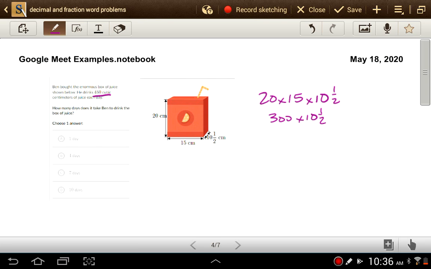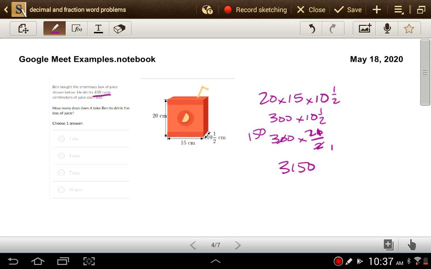Now I'm going to convert 10.5 into a 21 over 2. 10 times 2 plus 1 is 21 over 2. Okay. Now when you multiply these and you simplify them, there's two ways. You could cross cancel or you can multiply them. So when I do that, I'm going to cross cancel and get 150 and make that a 1. Then I'm just going to use my calculator and do 150 times 21, and that's going to give me 3,150. Now that's how big the juice box is.